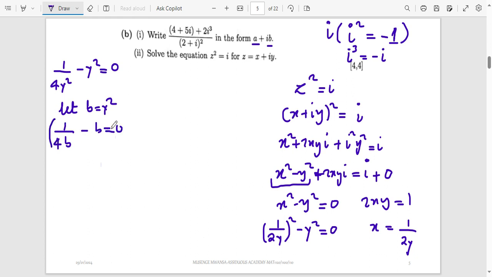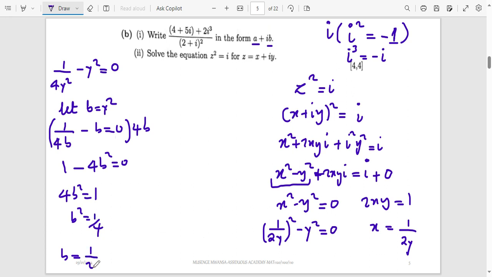For me to do away with the fraction, I'll multiply everything with 4b. 1 over 4b times 4b will just be 1. b times 4b, that will be 4b squared. That will be equal to 0. Take the 4b squared to the other side. 4b squared is going to be equal to 1. Divide by 4, b squared is 1 over 4. Square root both sides, we're going to find that b is equal to square root of 1 is 1, square root of 4 is a 2. Or b is equal to negative 1 over 2. Remember, square root can give you positive or negative.